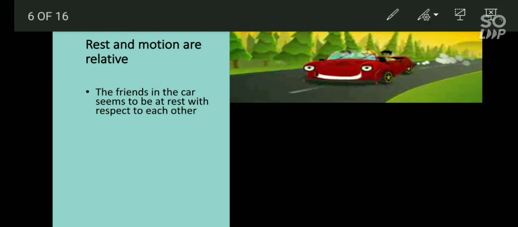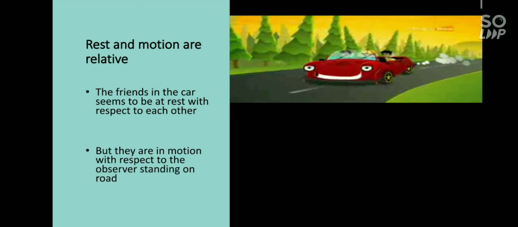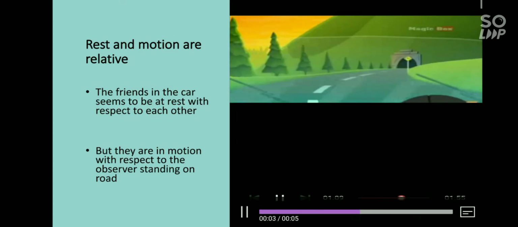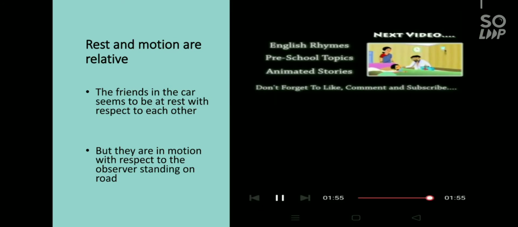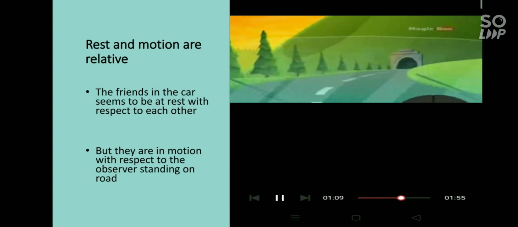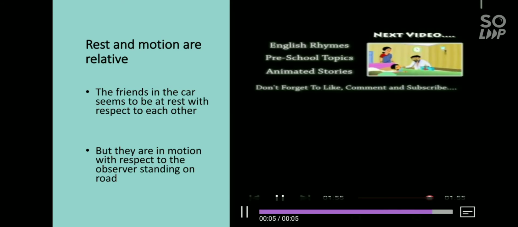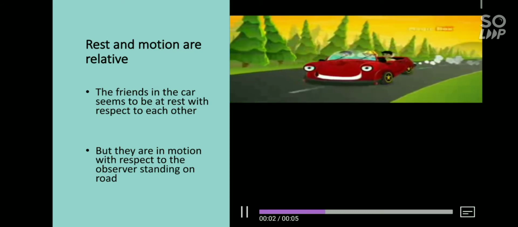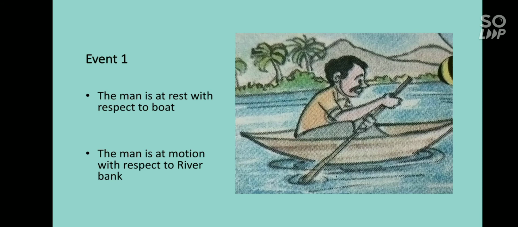But if you stand on the roadside and view the car moving, these friends will be in motion with respect to you. If you stand on the roadside and see that, they will be in motion. So this example shows that rest and motion are relative to each other. Clear? To make it understood better, we have an example.